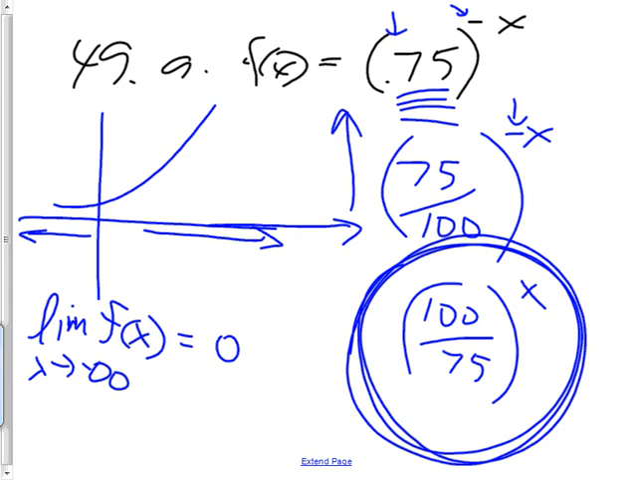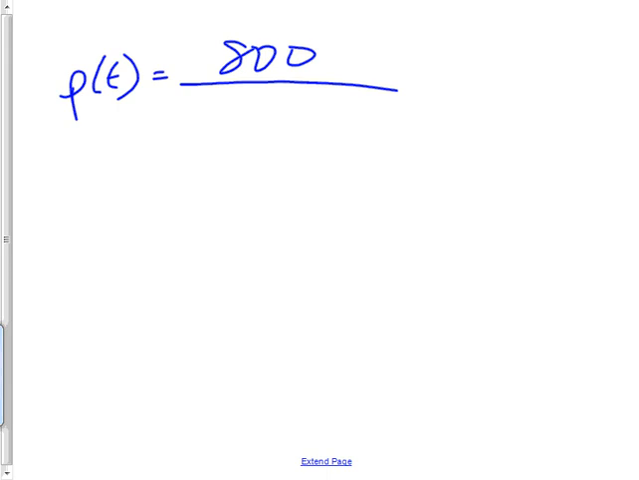Okay, number 50. This is a good one to talk about because, again, I don't feel like this is that hard. This is one of those that you can handle. When they start with an 800 on top of the little function, that means the limit to growth is 800. 800 is the max. 1 plus 90e to the negative 0.2t.